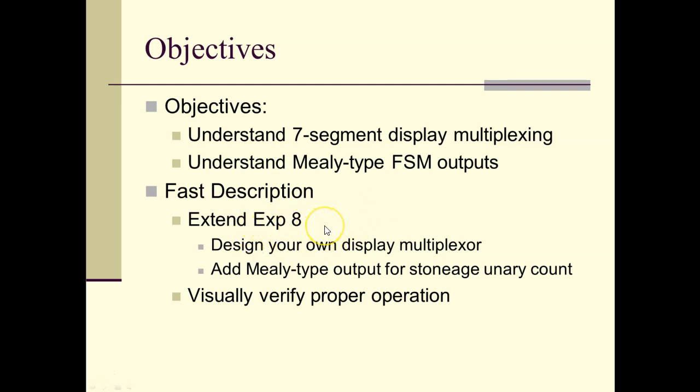So once again, we're extending experiment 8. We are taking out the previous display multiplexer and adding our own, and additionally we're making that Stone Age unary output. We're changing that from a Moore type output to a Mealy type output. Good news, we're able to visually verify the proper operation of this experiment. We don't need to simulate it.